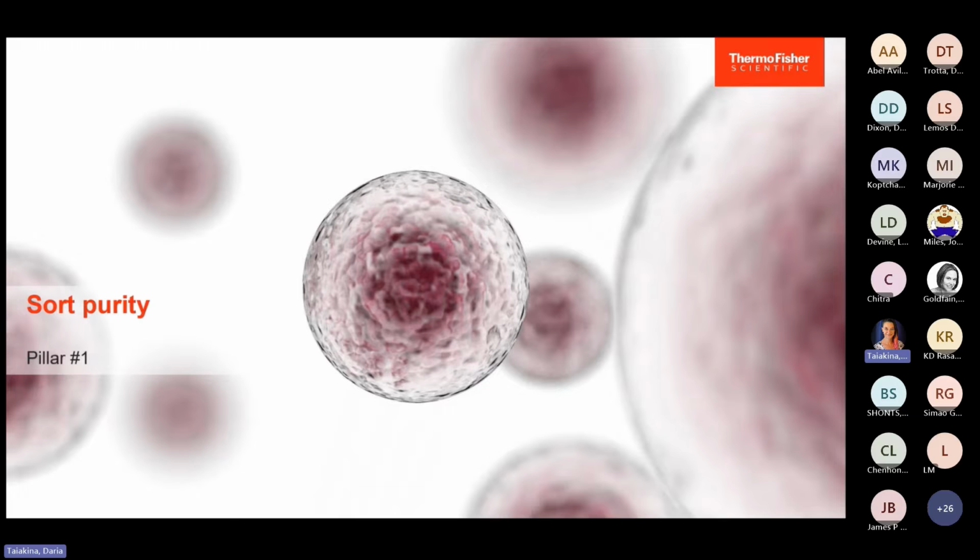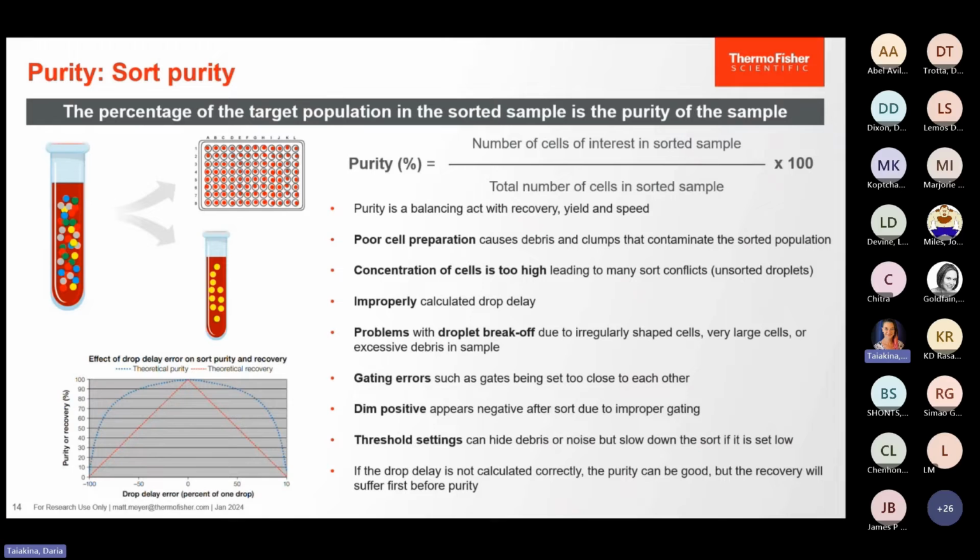So the first pillar is sort purity. Sort purity is defined as the percentage of the target population in the sorted sample. There are different modes, and we're not going to talk about too many of them, such as single mode, which is typically used in plate sorting. That's going to have a more stringent criteria for the position of the cell in the drop, and that typically is going to result in the highest purity.